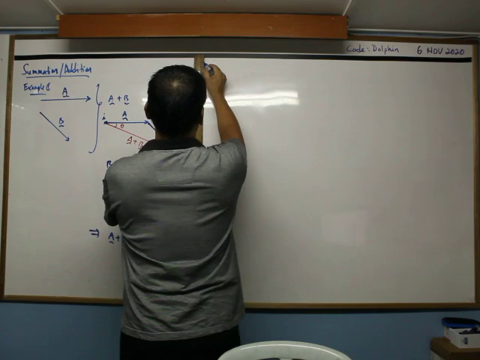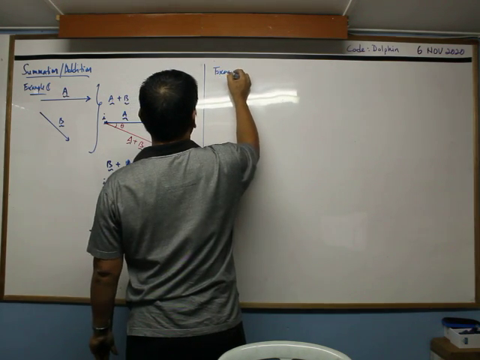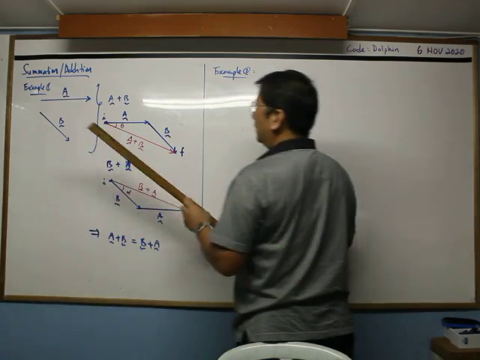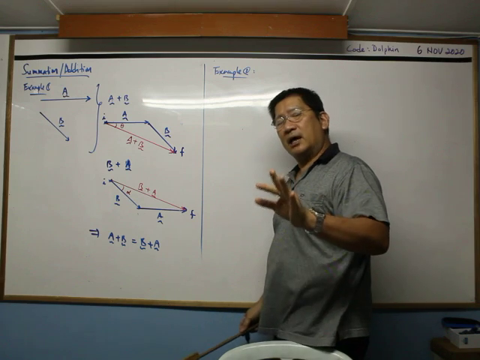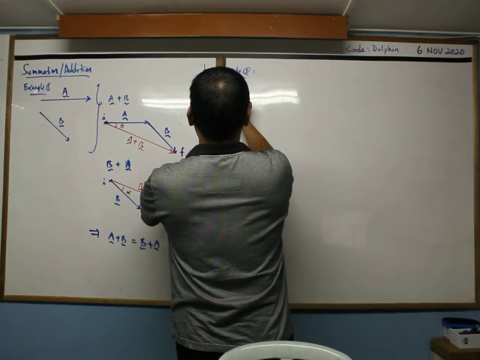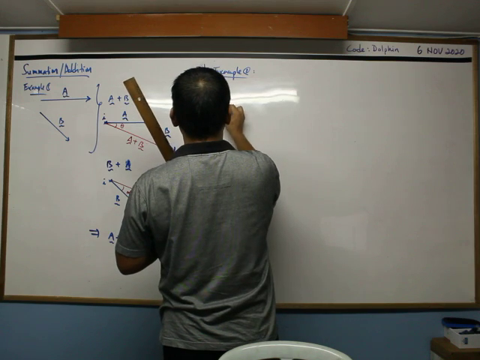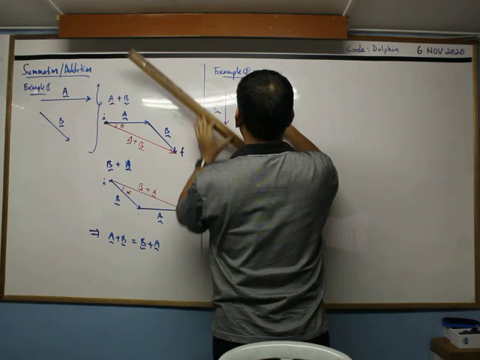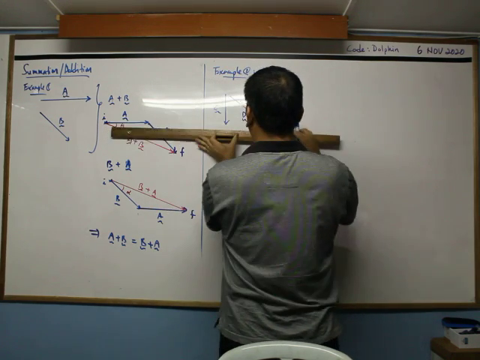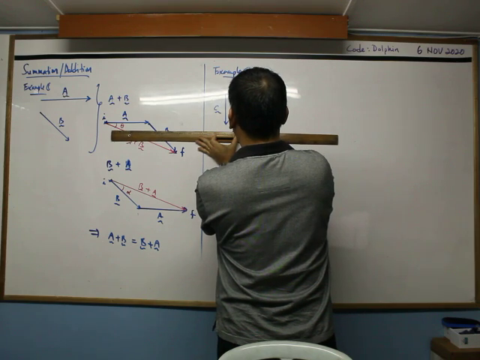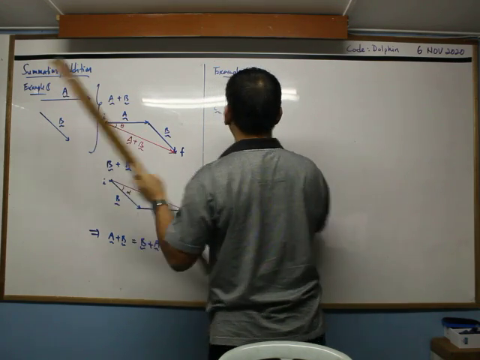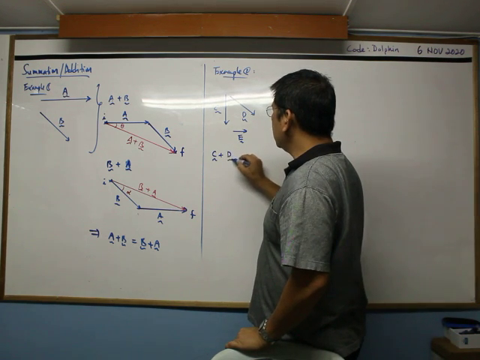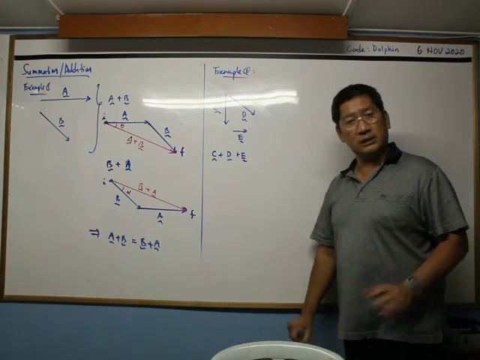Now come to example 2. Now let's say we have, I don't use A, B anymore, I will use C, D, E. Let's say you have three vectors, that is C, followed by another vector called D, and then another vector like that, that one is E. So you are asked to find C plus D plus E.